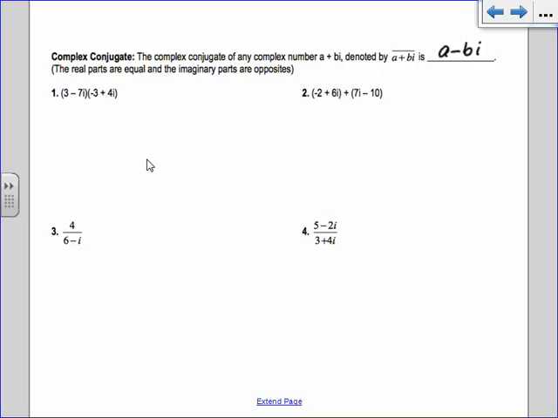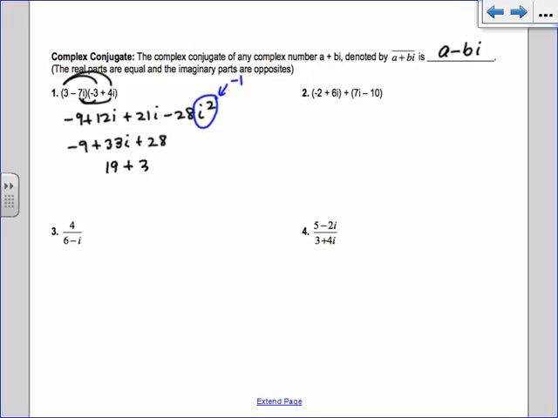Okay. So the first one, if I have 3 minus 7i times negative 3 plus 4i, this should be very, very simple for you. So you're going to FOIL it out. So you get negative 9, plus 12i, plus 21i, minus 28i squared. A lot of people forget the i squared. But what was i squared? Negative 1. So you're going to have negative 9 plus 33i minus 28 times negative 1. So we're going to have plus 28. So what do we get? 19 plus 33i.